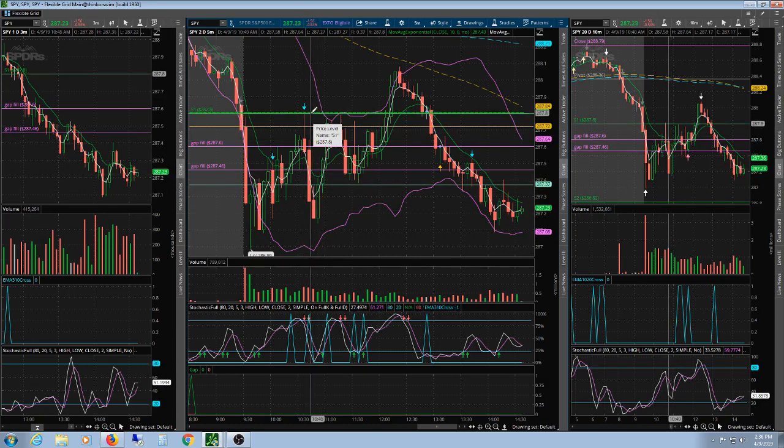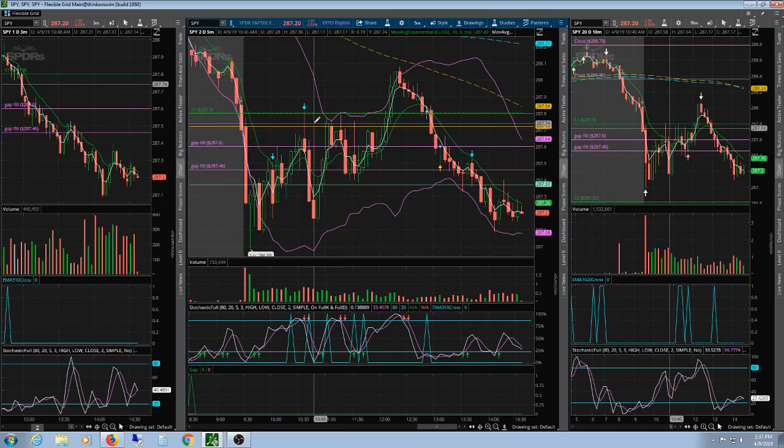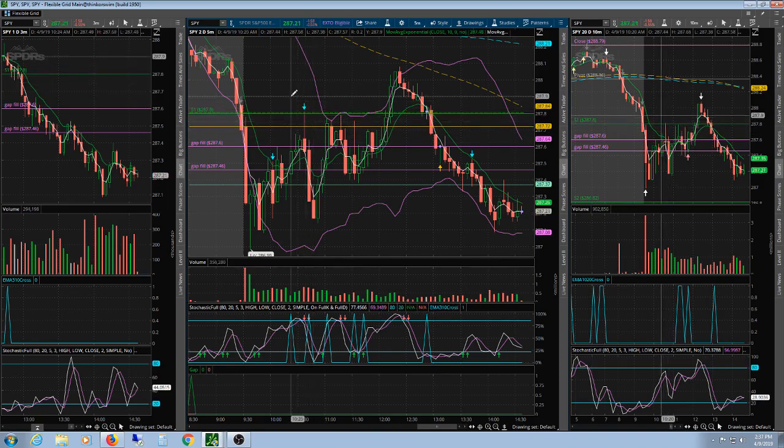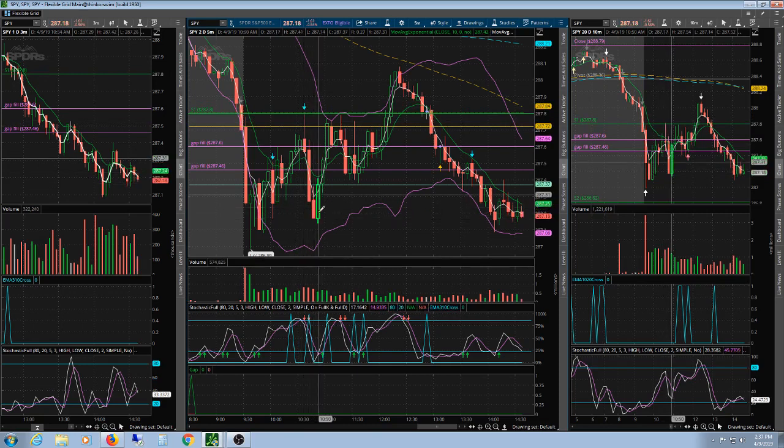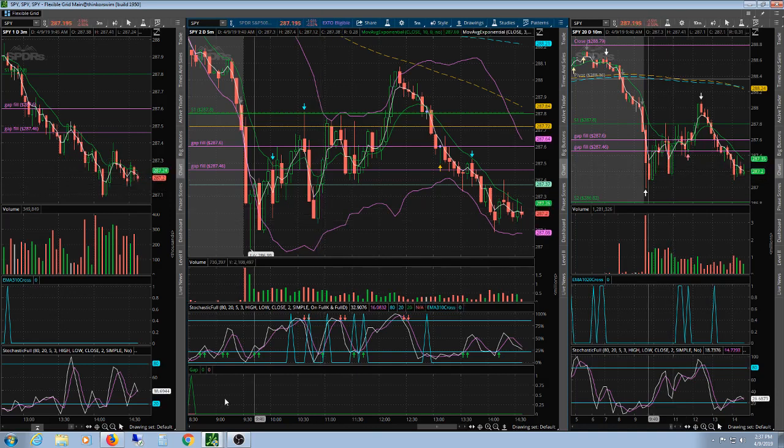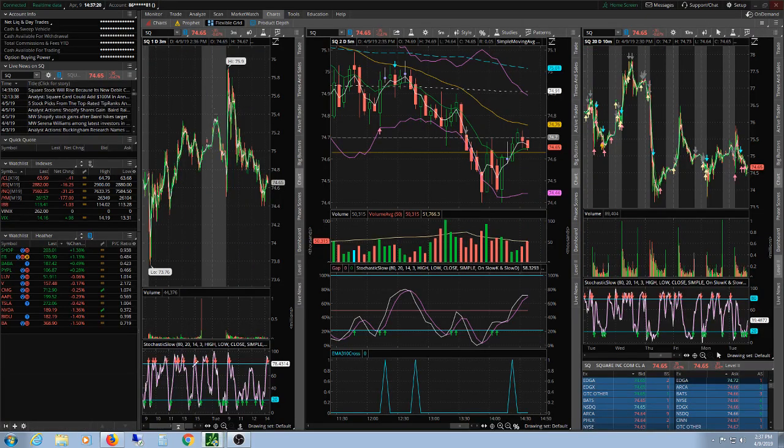That probably would have been my plan for this one if I would have got in. I keep saying this, but I keep doing it anyway. I don't like entering that far away from your stop out. But I've been doing it, and so far it's been working for me. And that's one of the things. Let's find something a little bit better than this one. Let's go over to here. I'll find a better example for you. Here's Square.